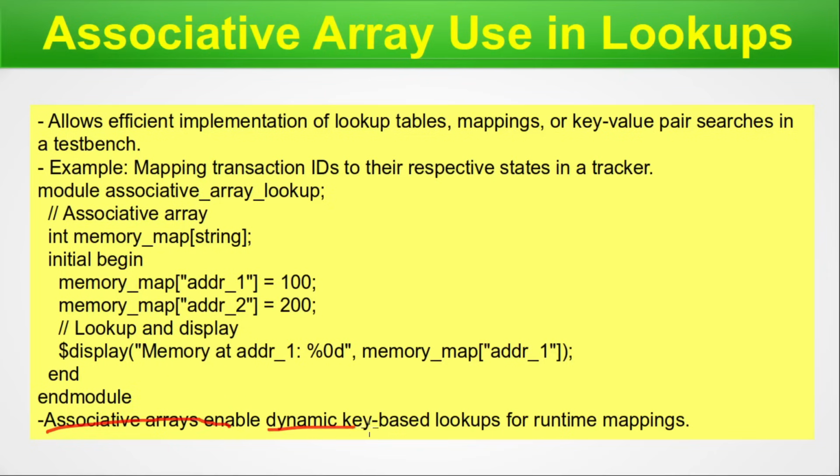Associative arrays enable dynamic key-based lookups for runtime mappings. This makes test benches more powerful, enabling flexible and fast key-based data retrieval. This is very important because if we have a lookup table, we can retrieve data based on the names of the keys, because this is a key-value pair of a lookup table or a hash table, as you know from programming languages. So we are done with this particular slide. Let's move on to the next slide.